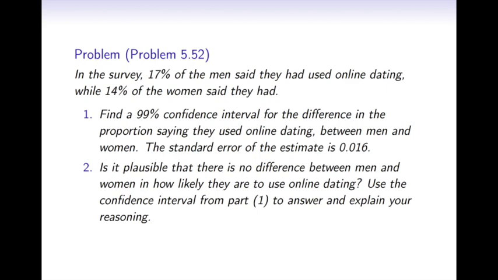Okay, one last problem. In a survey, 17% of the men said they had used online dating, while 14% of the women said they had. Find a 99% confidence interval for the difference in the proportion saying that they used online dating between men and women. The standard error of the estimate is 0.016. A follow-up. Is it plausible that there is no difference between men and women in how likely they are to use online dating? Use the confidence interval from part 1 to answer and explain your reasoning. So let's go to the whiteboard and see how we would work that one out.